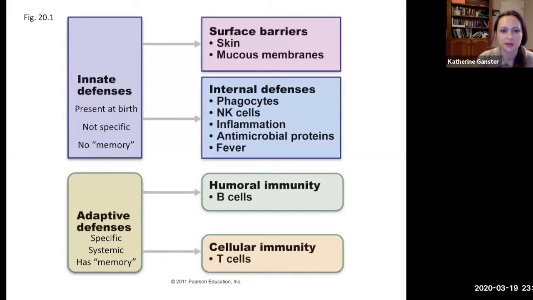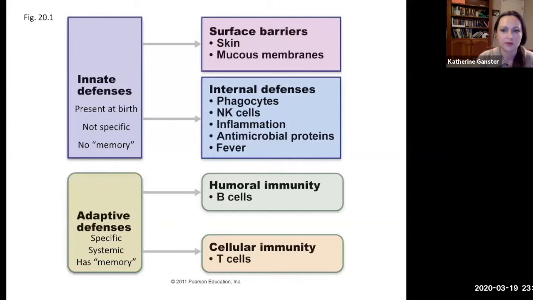So innate defense is, again, not specific at all. This is just fighting anything that could be foreign. It's not going after any one thing in particular, whereas the adaptive defense is very specific. It is the immune system going after one very specific foreign protein in the body.